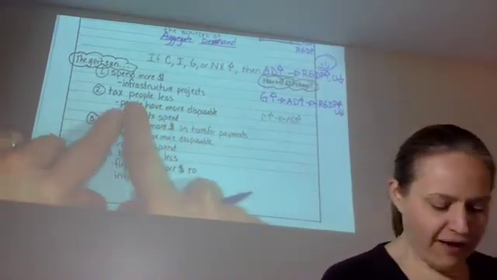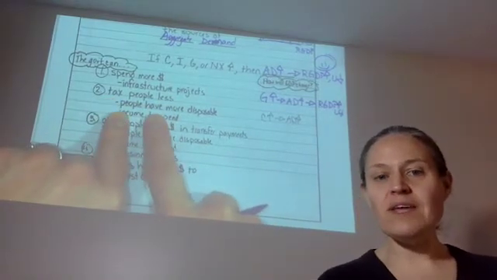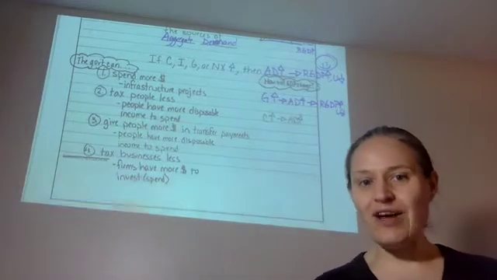All right, here we have, they can tax people less, meaning that people have more disposable income to spend, right?